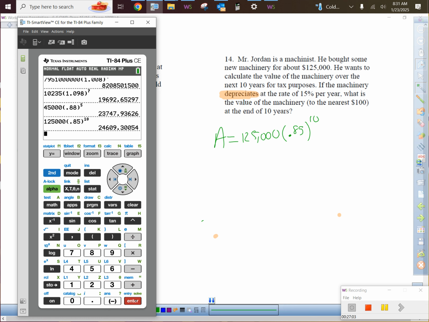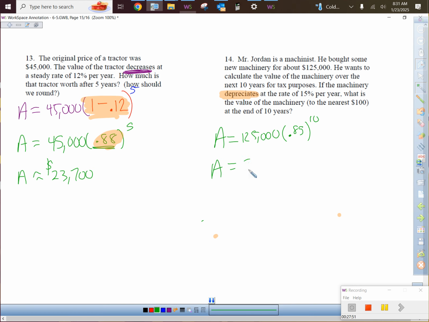Times 0.85 to the 10th, is that right? That machine costs $125,000. 10 years from now, it is only worth that. Boo, exponential decay. But they say round how? There's hundreds, so this is the hundreds place. You look to the right of him. If he's 5 or larger, you round him up. If he's not, you round him down. So 24,600 to 24,700. 600, right? So nice. $24,600 approximately.